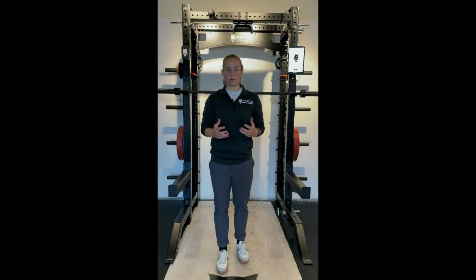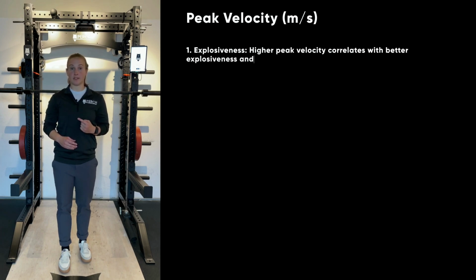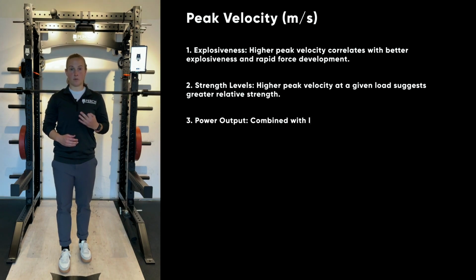The first metric that we're going to talk about is peak velocity. Peak velocity in the weight room can provide insights into an athlete's performance by indicating the following. Number 1, explosiveness. Higher peak velocity correlates with better explosiveness and rapid force development. Number 2, strength levels. Higher peak velocity at given load suggests greater relative strength. Number 3, power output.